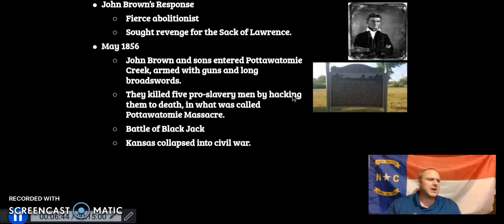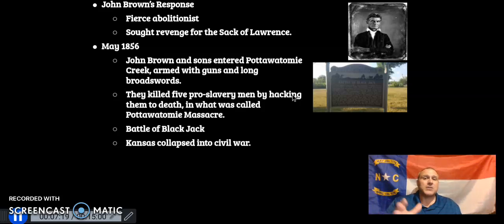Hey, you guys, you really sacked Lawrence and burned down those buildings. I'm drawing blood. So he and his sons, armed with guns, knives, long swords, sneak into this village at night. They knock on the door of these 5 pro-slavery men, and they drag them out. It was one guy, his son, another guy, and they're doing it right in front of their families. They take these broadswords, which are long, really heavy swords, and they literally hack these guys to death. And this is called the Potawatomi Creek Massacre.